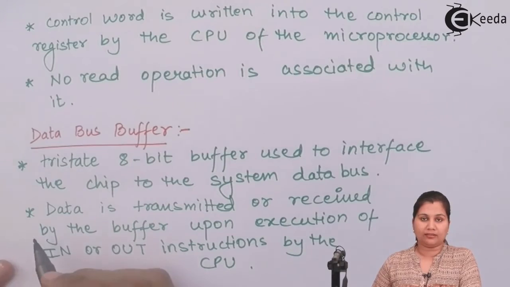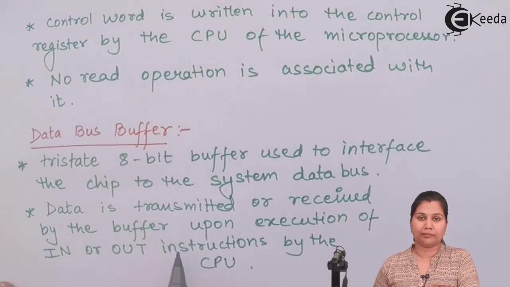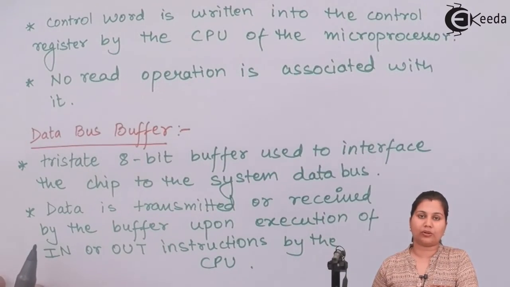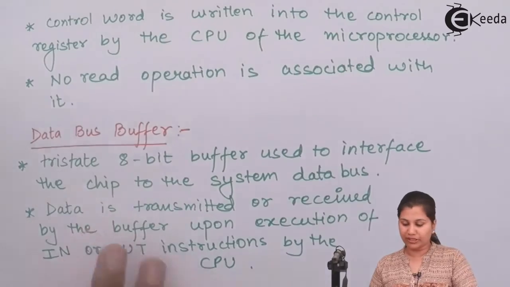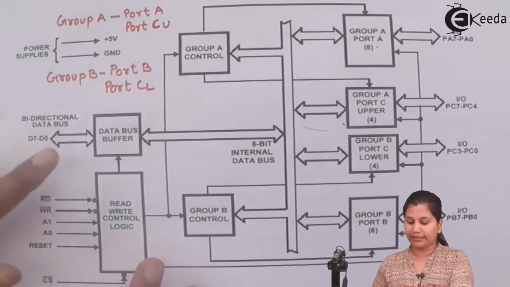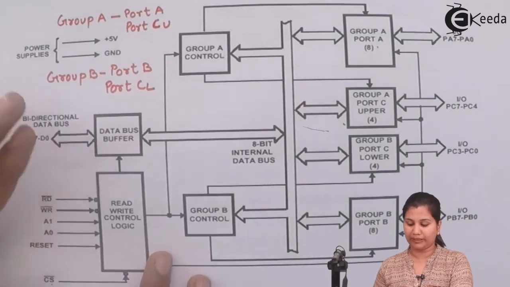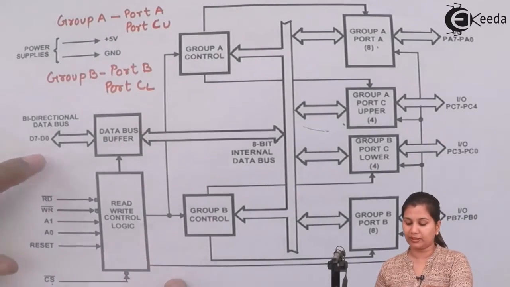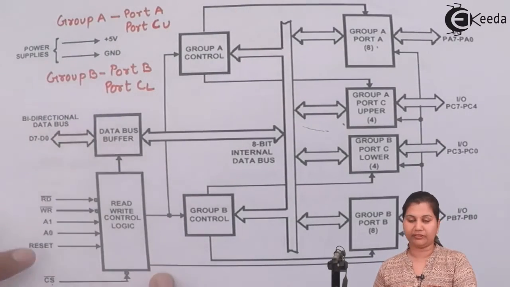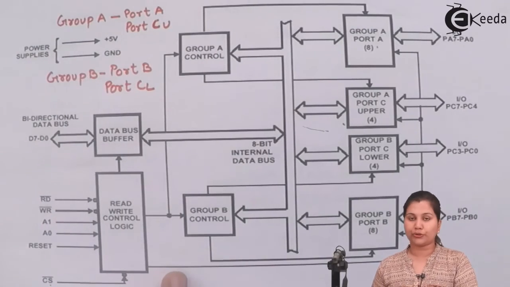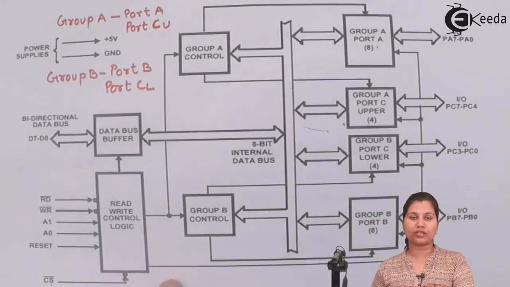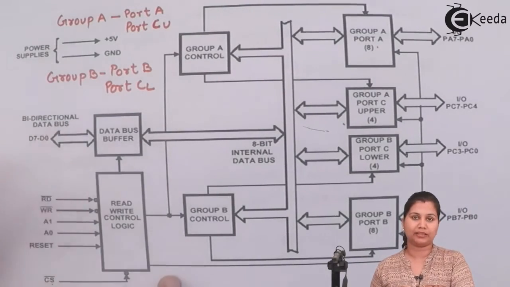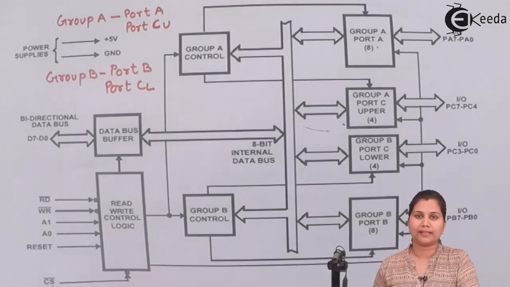Not only the data which is transmitted or received by the buffer, the control word and the status words are also sent out by the data bus buffer. If the control register is selected, then the data provided by the CPU of the microprocessor, that control word, will be written in the control register. So the data, the control and the status information, all such information is transmitted or received by the data bus buffer.